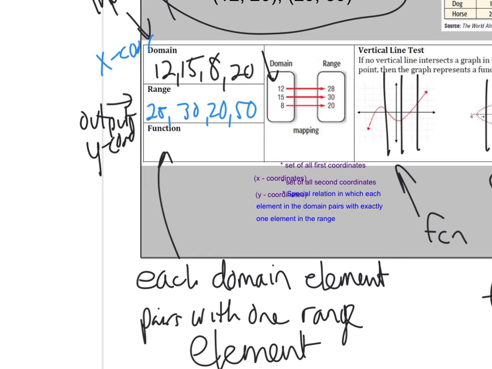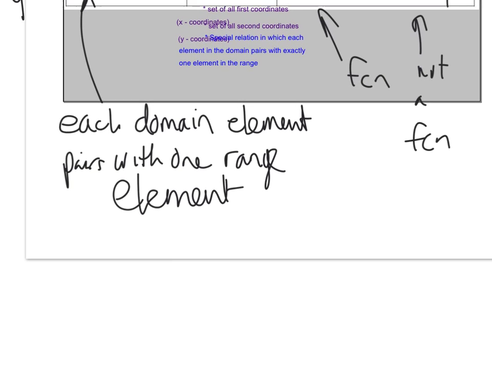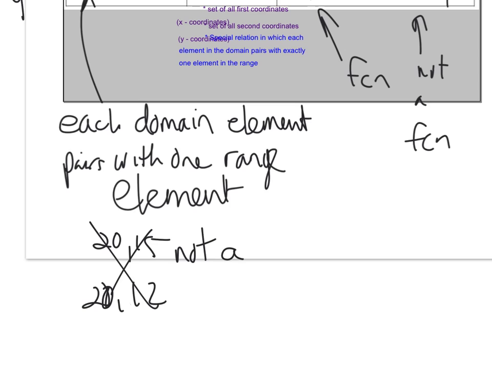So I'm looking at x, domain values, which are going to be x coordinates. Y coordinates, the output, are going to be my range. So if it's going to be a function, I can only have one thing to one thing. All right? So that means if I've got 20 going to 15, but then later on I've got 20 going to 12, that means it's not a function.